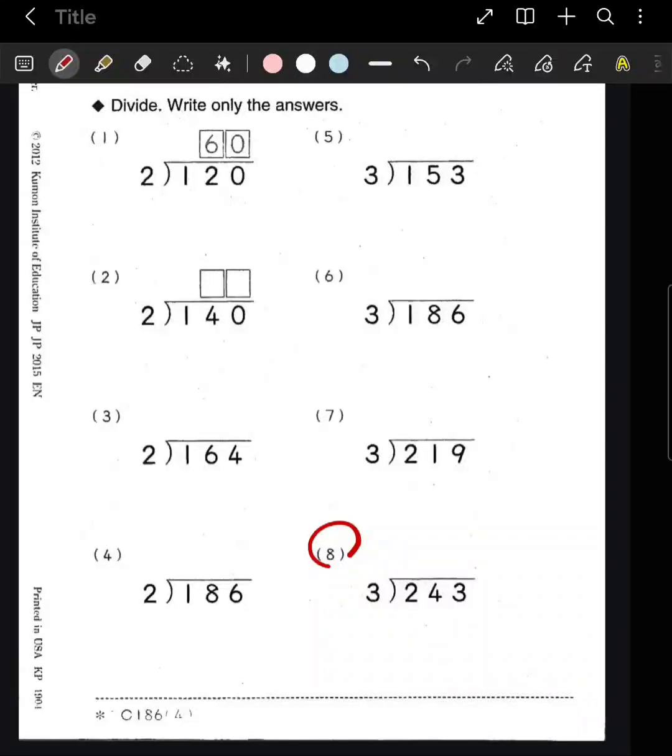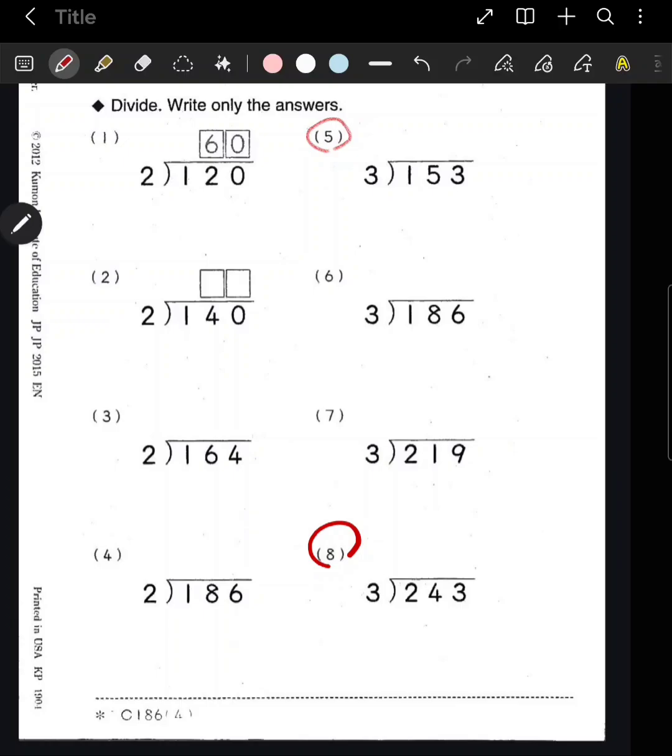Alright folks, in this video I'm going to show you how you can do long division in a very short way. We're using 3 digits divided by 1 digit. This method also applies to 4 digit divided by 1 digit or even 5 digit divided by 1 digit. So let's try question number 5 and question number 8.